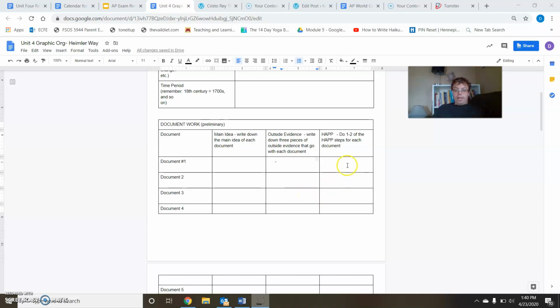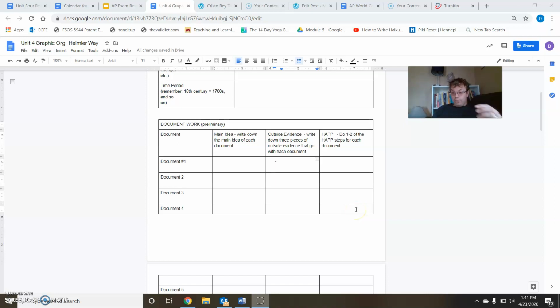All right. And lastly, HAP. I'm not making you HAP every single document anymore. You don't have to do that. All I want you to do, pay attention, make sure you're listening right now. For each document, do one or two of the HAP steps. So you could just do historical situation or context. You could just do audience. You could just do purpose. You could just do point of view.